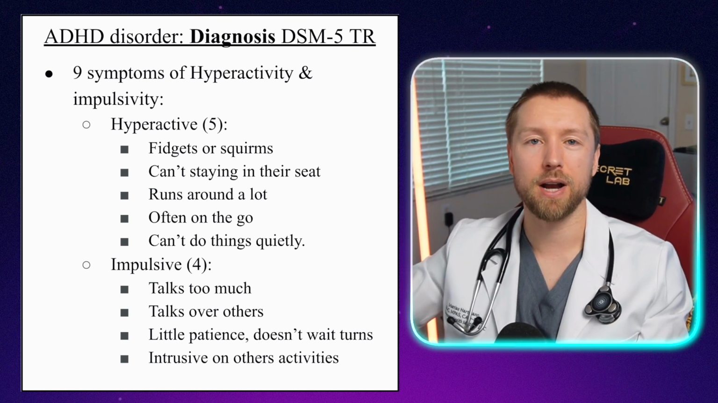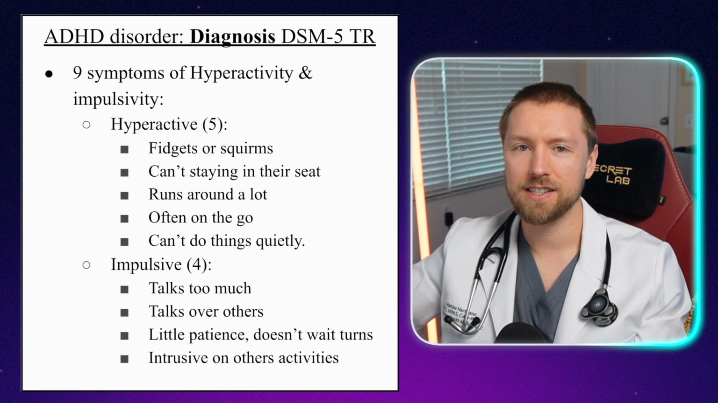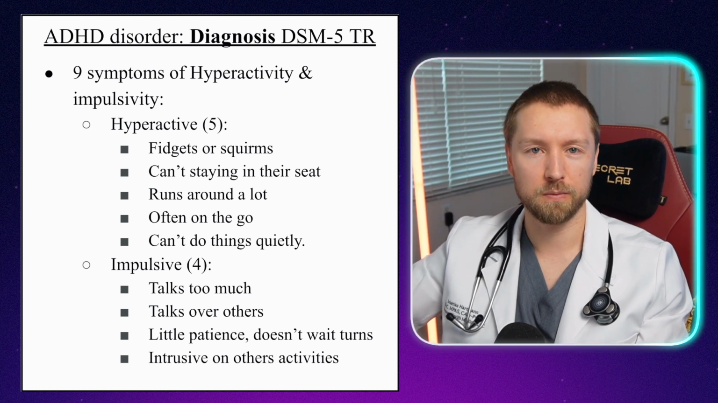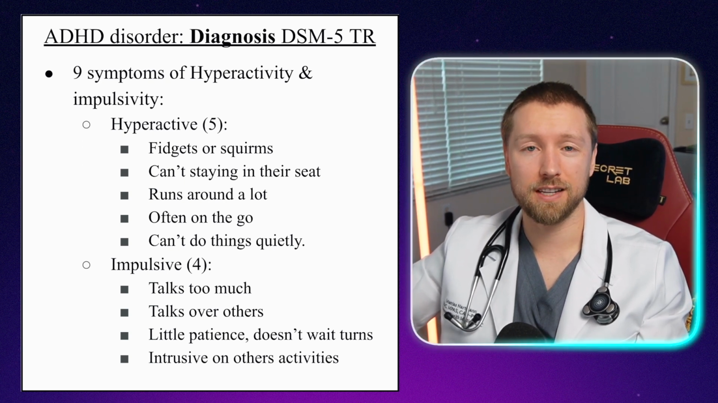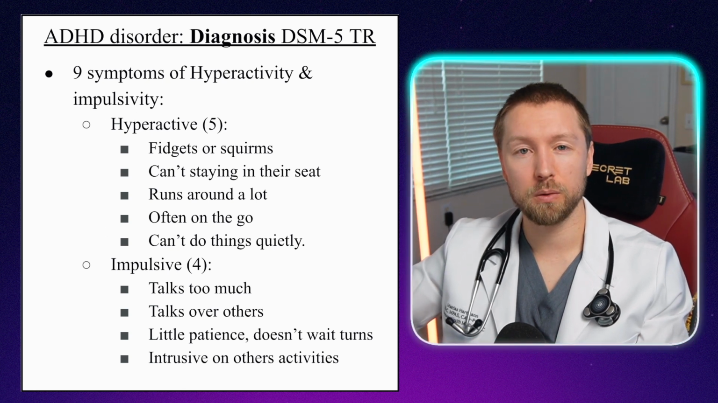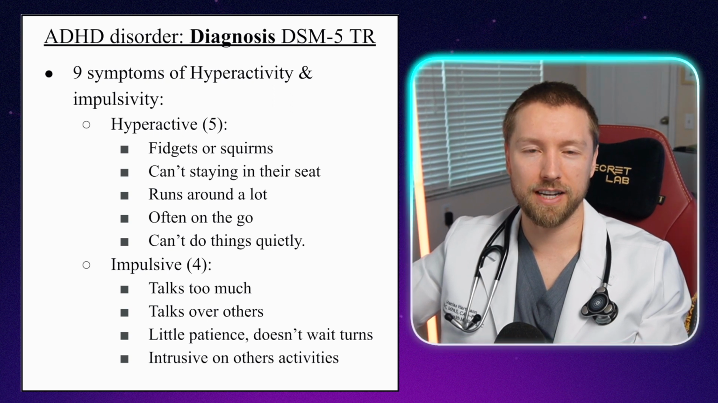There are 5 hyperactive symptoms. The child fidgets or squirms often, can't stay seated in their seat, runs around a lot, is often on the go, has difficulty doing things quietly, talks too much, talks over others, has little patience and doesn't wait turns well, and is intrusive on others' activities.